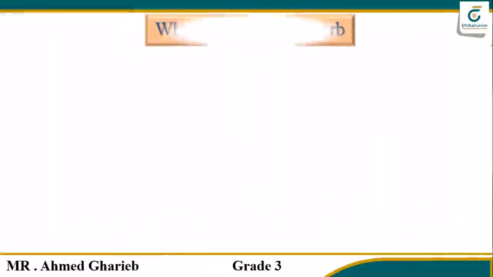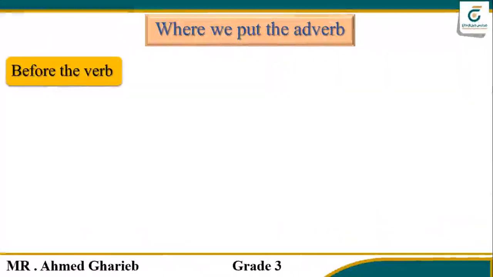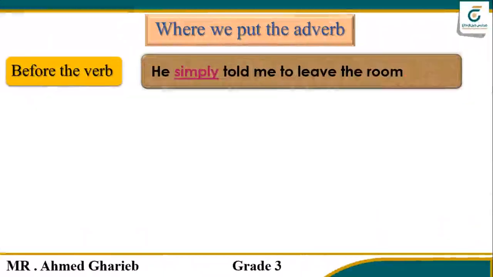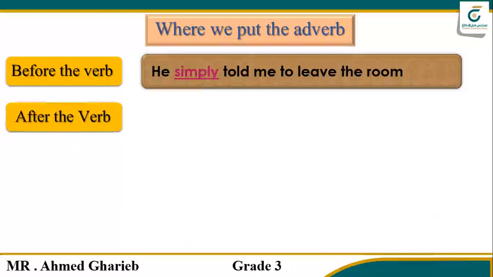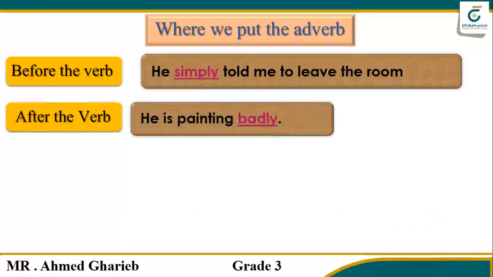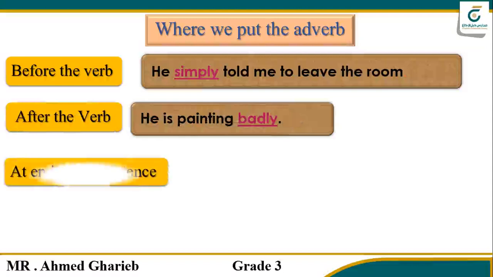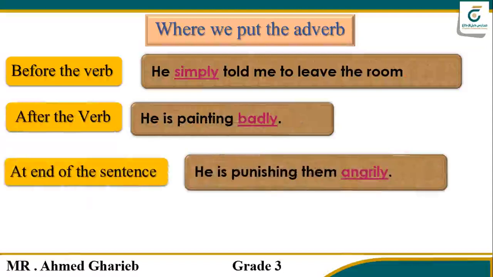Now let's talk about another point of our today's lesson. Where can we find the adverb? Where can we put the adverb? We have three places. Before the verb, like he simply told me. Or after the verb, he is painting badly. Or at the end of the sentence, he is punishing them angrily. As you see, three places for the adverb: before the verb, after the verb, or at the end of the sentence.